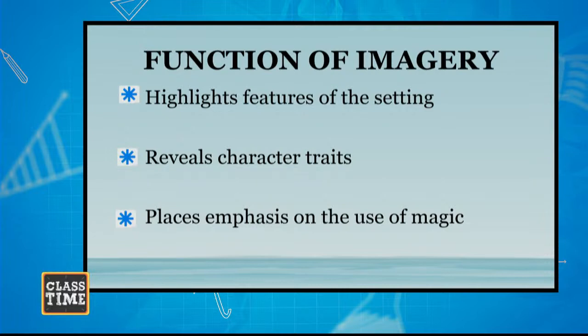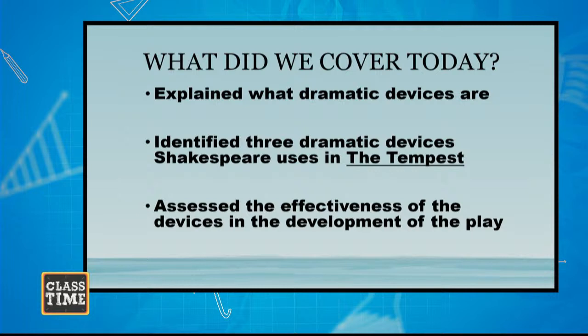All right, so we see that, remember that magic is one of the elements that Shakespeare uses in the play as well. In another class, we can look at how he uses magic to add tension, how he uses magic to propel the plot of the story along. Okay. So what we covered today was an explanation of what dramatic devices are. Do you remember what those are? Dramatic devices are the tools, the strategies, the techniques that the writer incorporates into the piece to make it a little bit more interesting. So a writer can use different devices, and we looked at some of those devices.